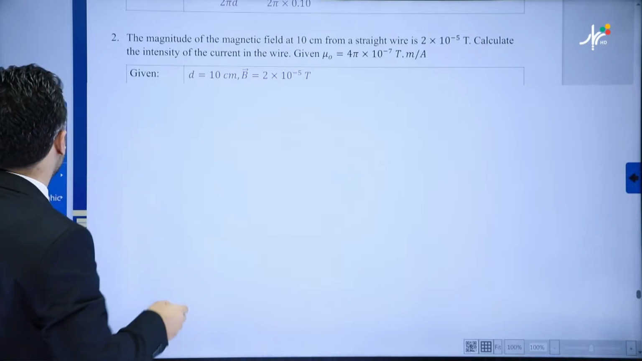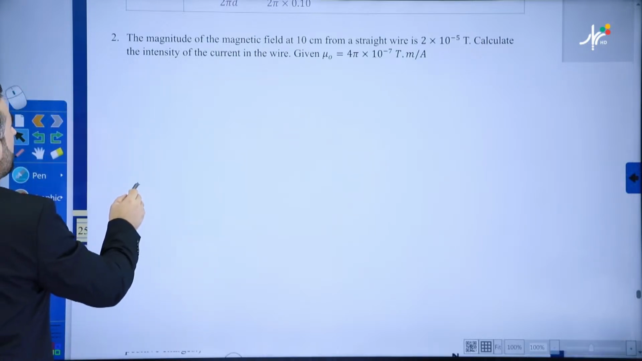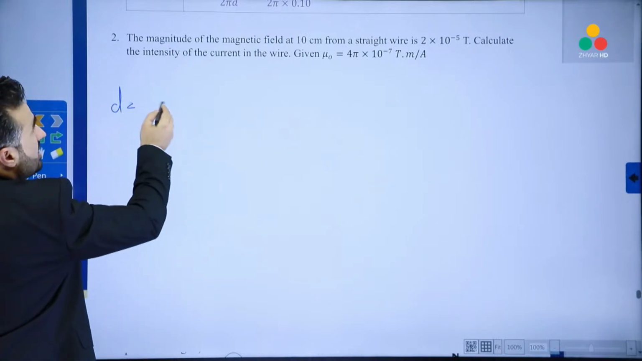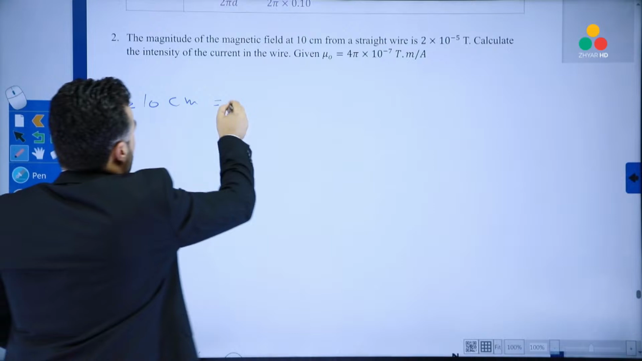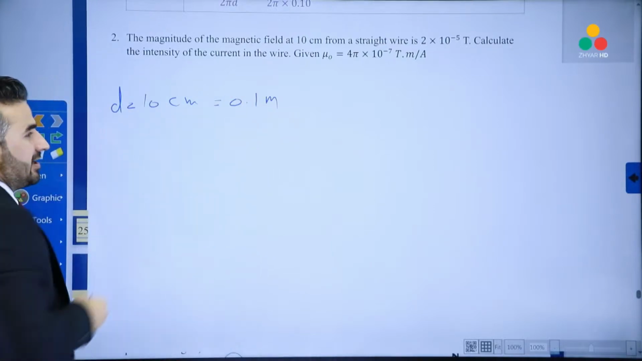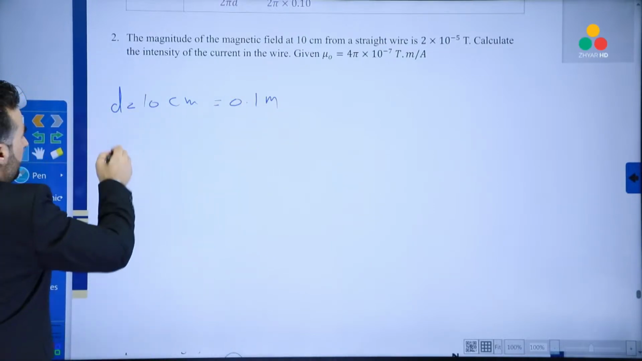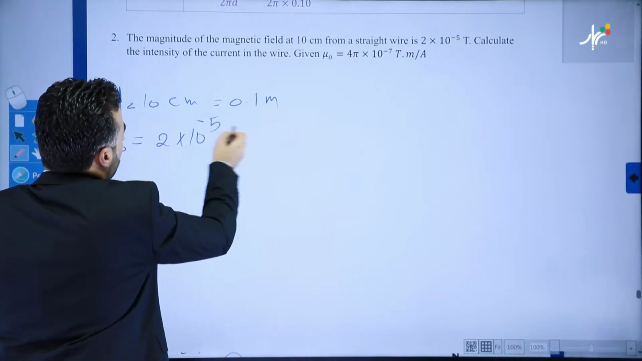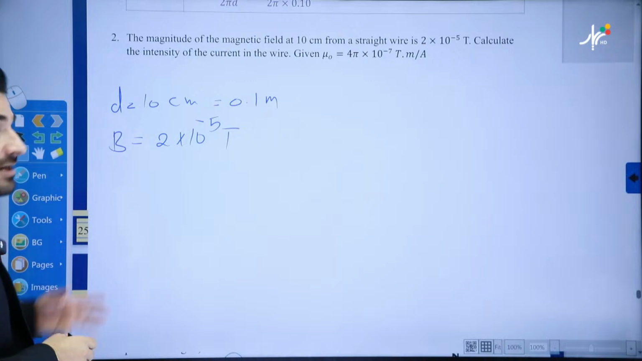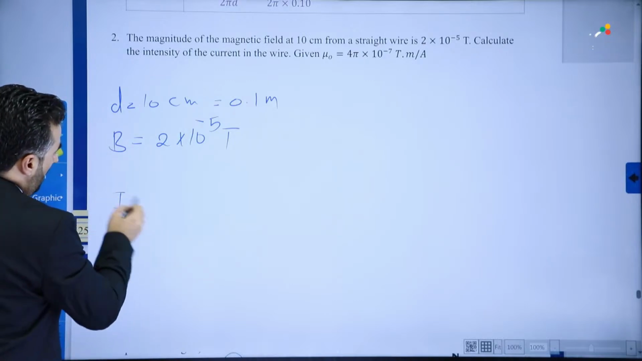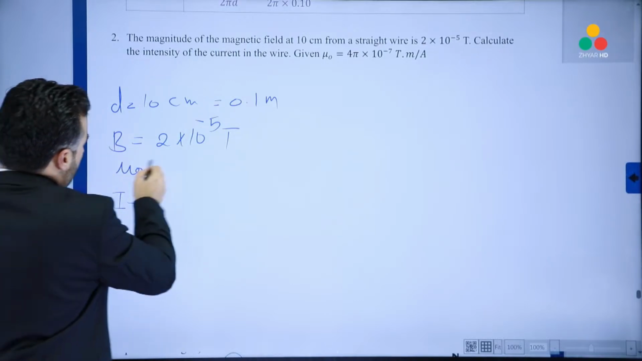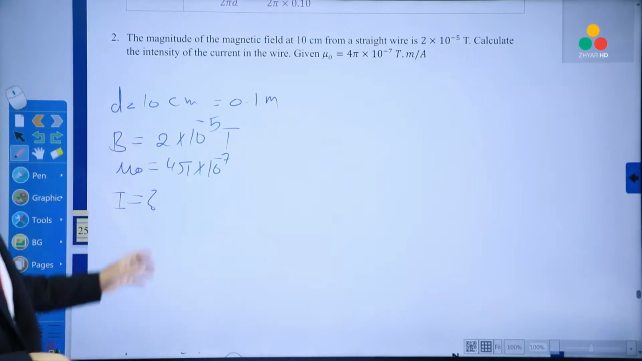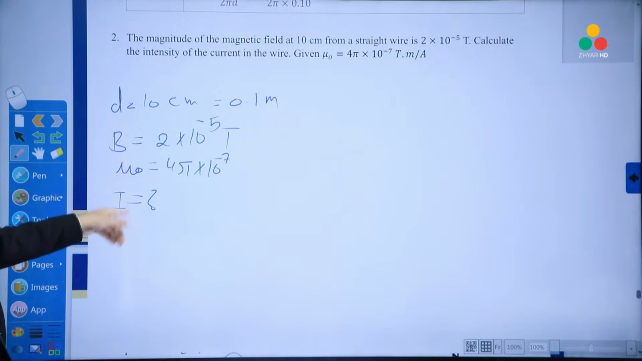Okay, so look at the information that you're provided with. We're given the distance, so let's write it down. The distance is equal to 10 centimeter. That is 0.1 meter, or just divide by 100. And then the magnetic field strength at that point is 2 times 10 to the power negative 5 Tesla. Calculate the intensity of the current. So find the current. What is the current, if you know that mu naught is 4 pi times 10 to the power negative 7? Having this information, you can find the current here.